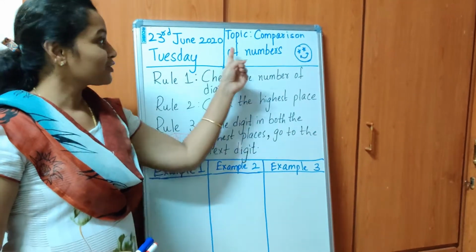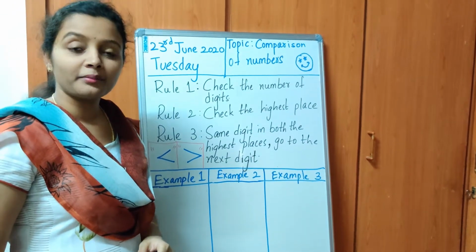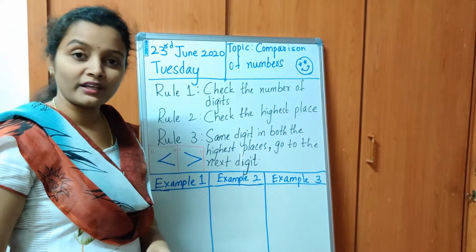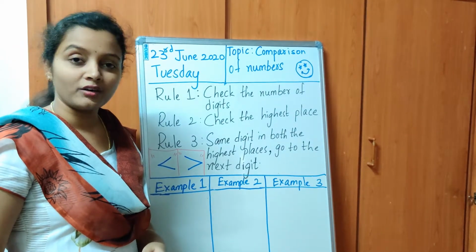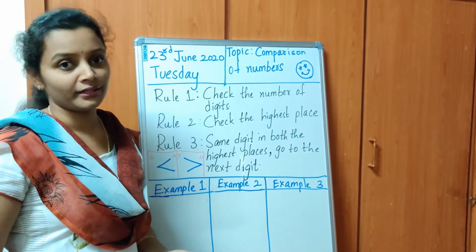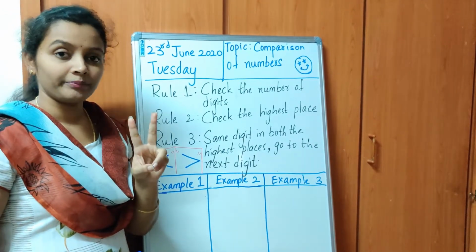Today's topic is comparison of numbers. With the knowledge gained from expanded form, place values, framing numbers, let's compare numbers and find out which is bigger and which is smaller number. Okay? For that, you need at least two numbers to compare, right?